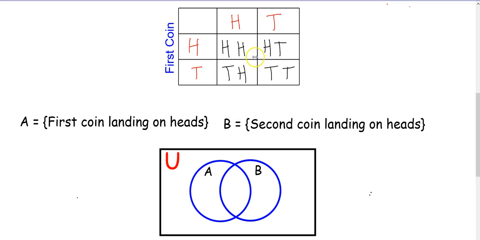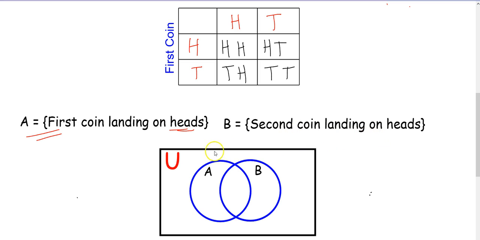Now that information obtained from the table we will represent in a Venn diagram. And now in this Venn diagram, I have a universal set. That's a U. It's a big rectangular box. And two circles we have representing two events A and B. Now the first event A is telling us that we have to take only that outcome where the first coin is landing on heads. So A is telling us that first coin is landing on heads, and B is telling us that the second coin is landing on heads.